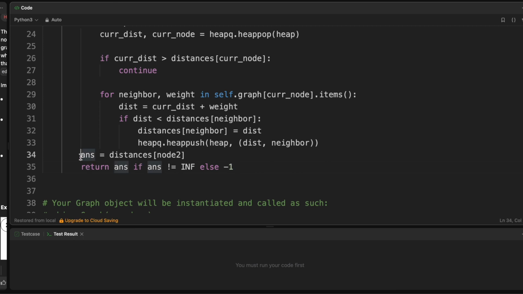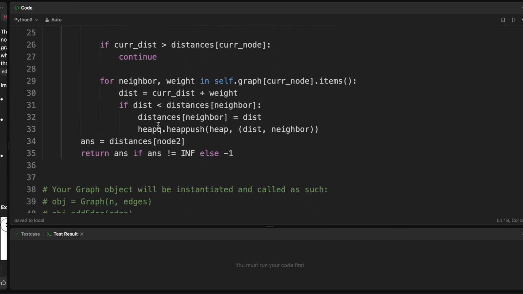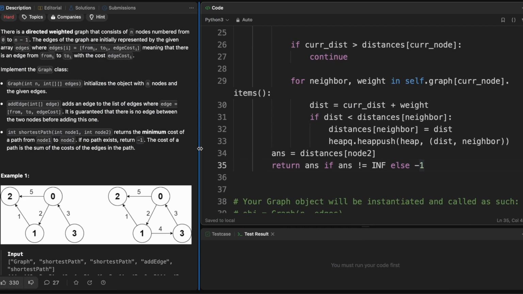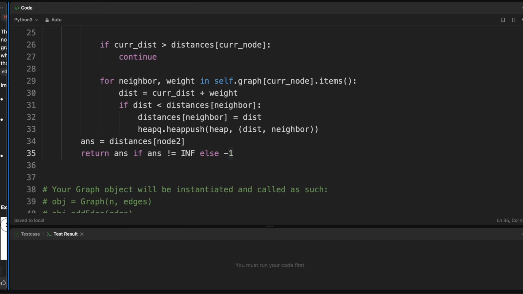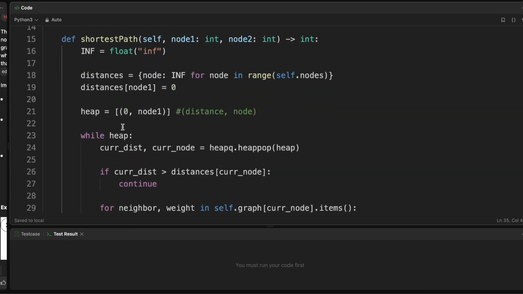So why we're doing this is because if it's infinity, that means, because that's what we initialized it to, right, that we were not able to find a path to this particular node. So as given in the question, we're just gonna return -1 for that. So if no path exists, return -1. So just to satisfy that condition, we're gonna return -1. So yeah, that's the code for this problem.